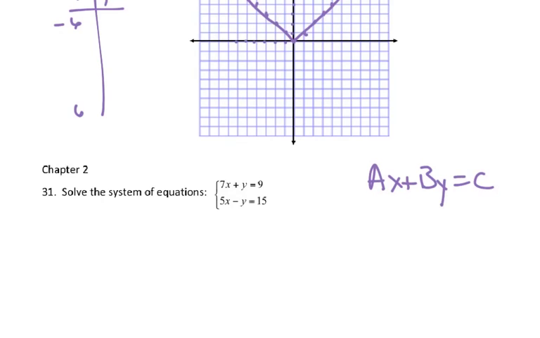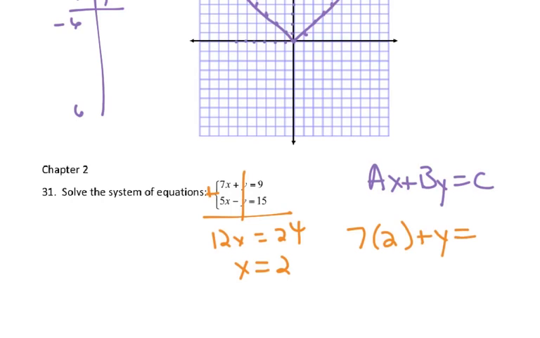So for this particular problem, it's set up for elimination, so that's what I'm going to use. So 12x is equal to 24, so x is 2. And now that I know what x is, I'm going to plug it back into the first equation to find out what y is.